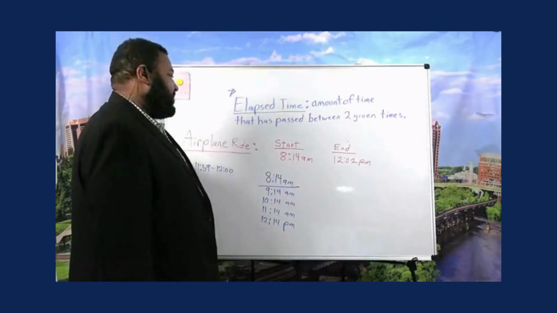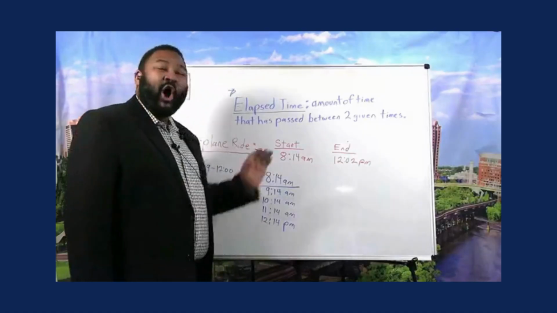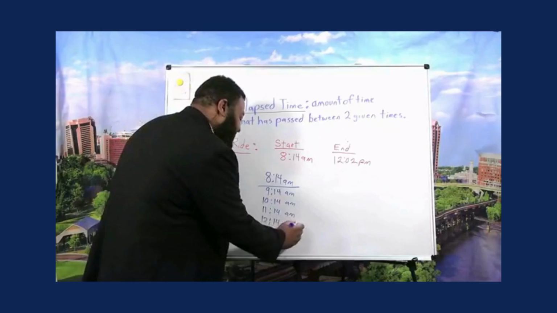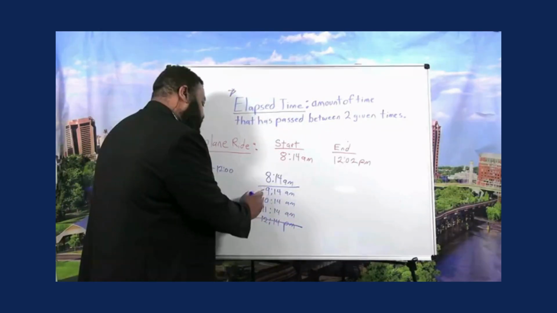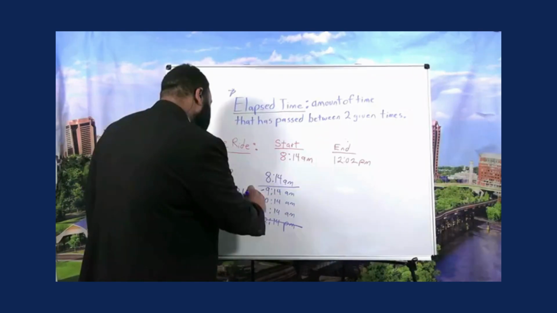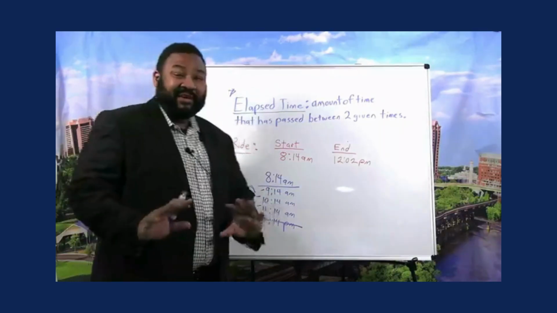But I got a slight problem because my end time is 12:02. I have gone over my time. So I'm going to cross this out, and I'm going to count what's in between. 1, 2, 3. So right now I have 3 hours. I'm not done, folks.